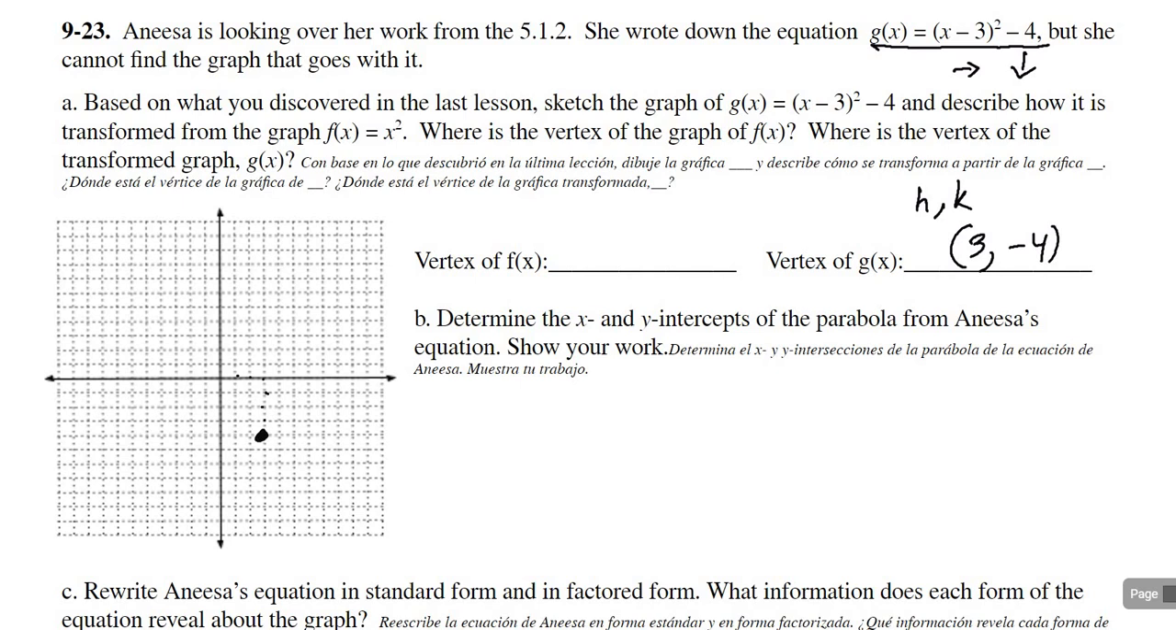Now I notice that a equals 1, so I'm going to do my step pattern as 1, 3, 5. I go over 1, up 1, there's a point. I go over 1, up 3, there's another. I go over 1, up 5, there's another point, and I can mirror these. Smooth curve.